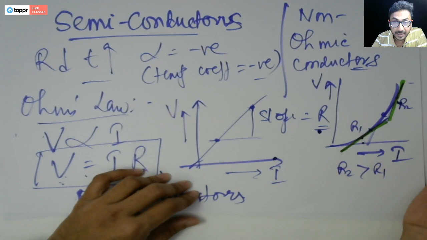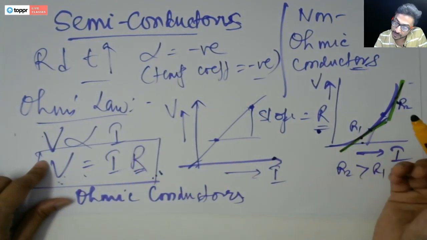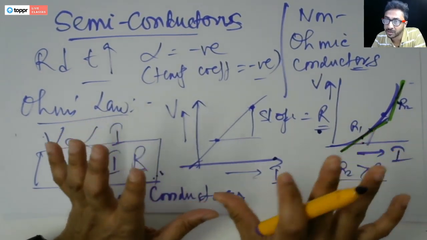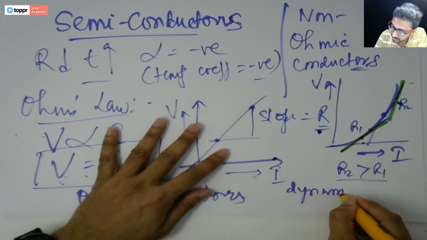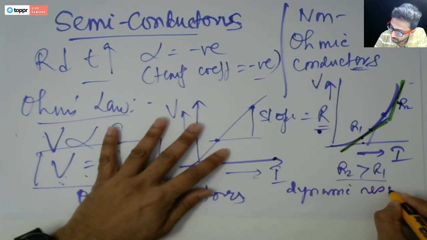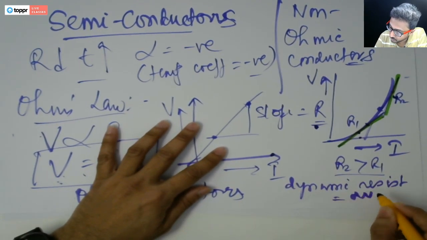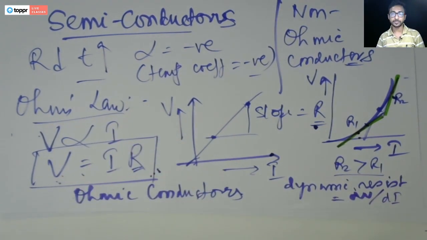And how to find this? This we cannot find just by dividing V by I. For this we need calculus. So for this, we don't call the resistance static or simple resistance. We name it dynamic resistance, and here we just do dV by dI.